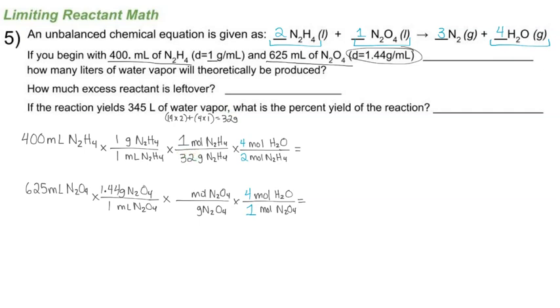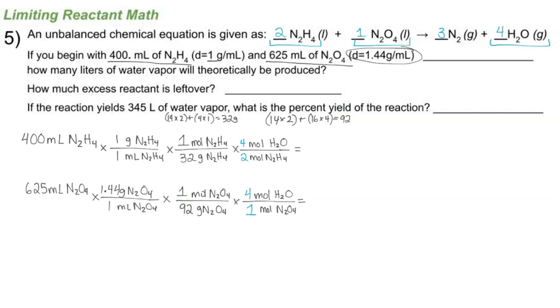And then for N2O4, we know that 1 mole is going to equal the molar mass. Once again, 14 times 2, but this time we have 4 oxygen, so 16 times 4. And the molar mass adds up to about 92 grams per mole.